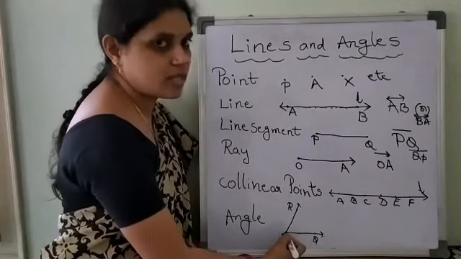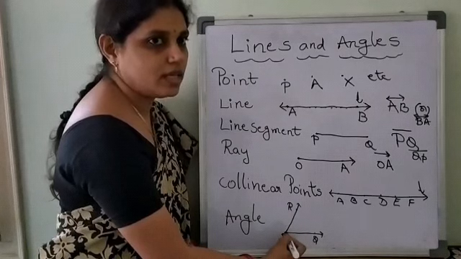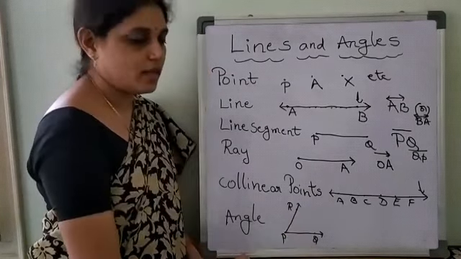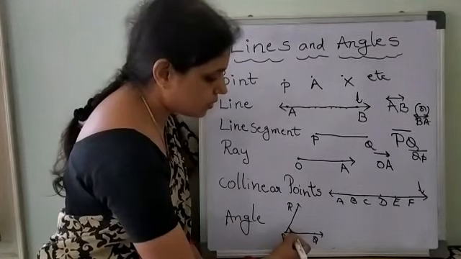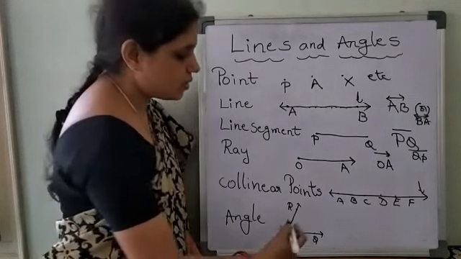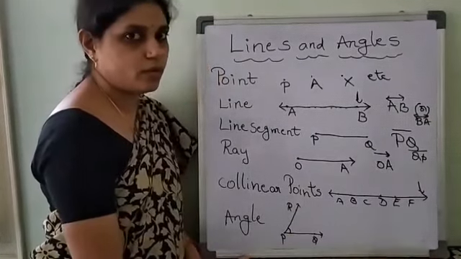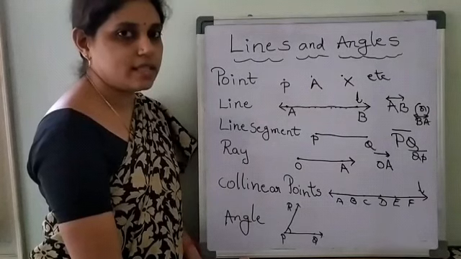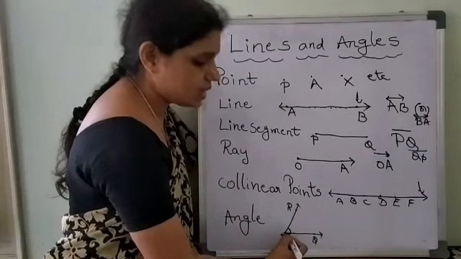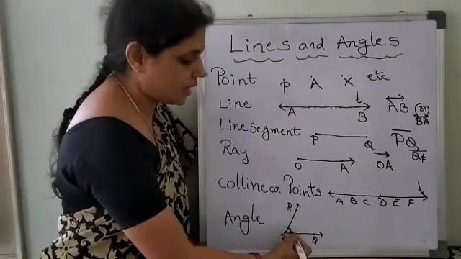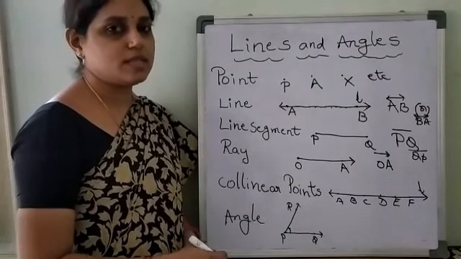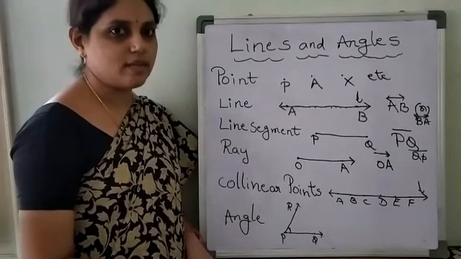That means at P, they have the common starting point. So ray PQ and ray PR are meeting at P. So here the angle is formed. Understood? When two rays have a common endpoint, an angle is formed. Otherwise, when two rays start from the same point, an angle is formed. Otherwise, when two line segments intersect also, angles are formed.